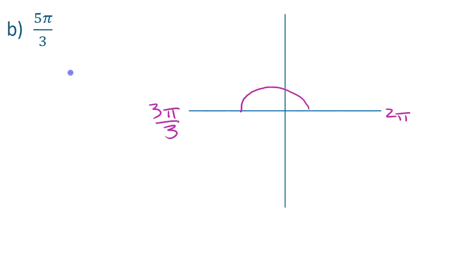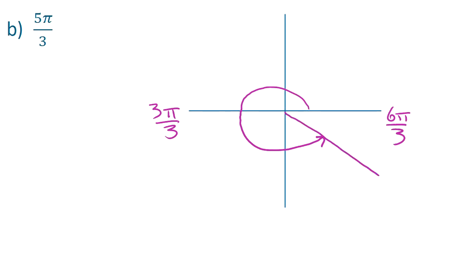And then you're going to think of this as not 2 pi, but 6 pi over 3, because that's what 2 pi is. And then if you want to figure out where 5 pi over 3 is, well, it's going to be closer to 6 pi over 3, so over there. So we put that there.